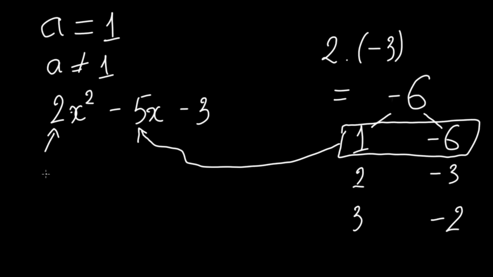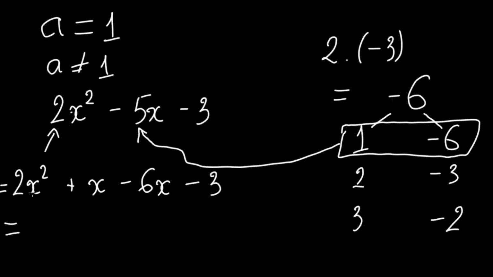So what we are going to do is write it like this. 2x squared equals 2x squared. We take the negative 5x and write it in two terms, 1x and negative 6x, right? So we put plus 1x, and then subtract 6x, subtract 3, right?